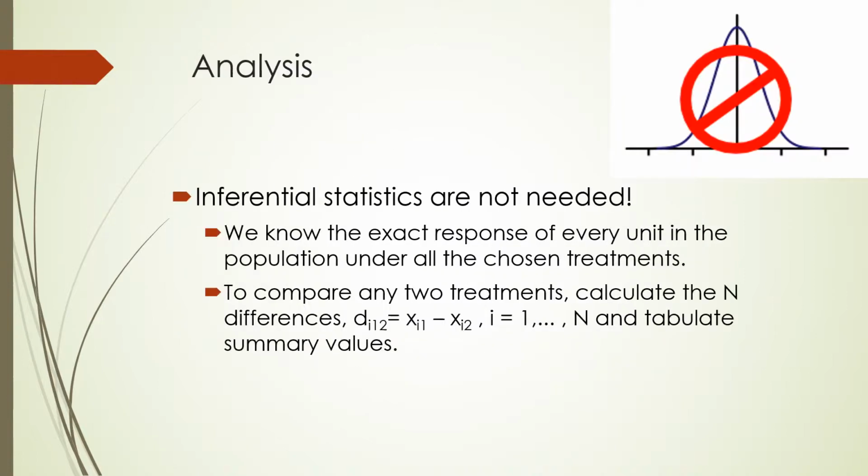The really nice thing about this ideal experiment is no inferential statistics are needed. We know the exact response of every unit in the population under the exact same environmental circumstances for all of the different treatments. So like I mentioned before, to compare any two treatments, we just calculate the differences between our control and any one of our other treatments and tabulate the summary values.